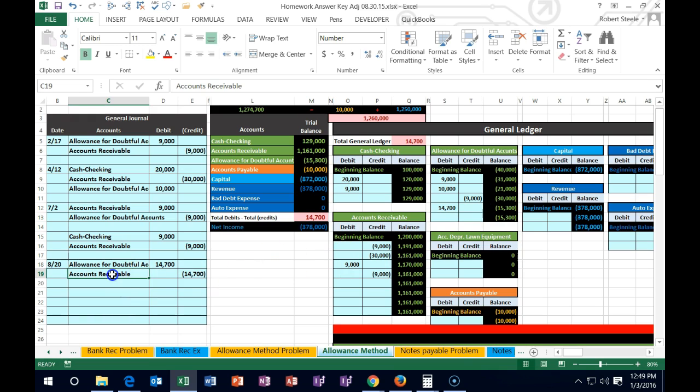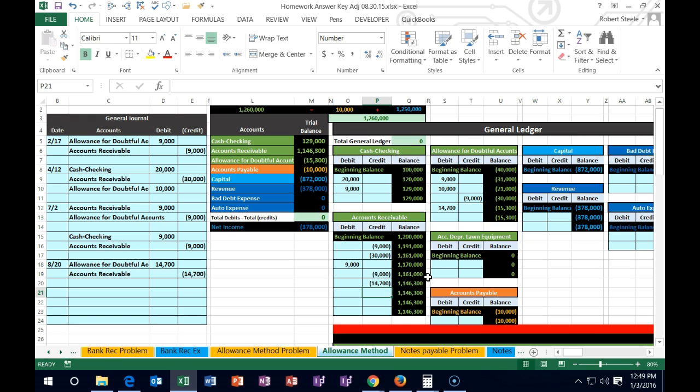Then we have the receivable account here. Receivable account is the second account on the trial balance. We are going to be the second account on the general ledger. We are going to credit the receivable, so we are in cell P20 equals, and then point to that 14.7. That's going to bring the receivable balance down to 1,146,300.